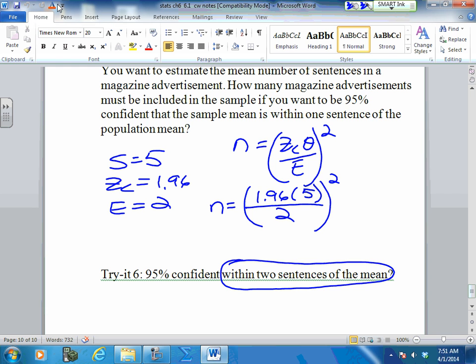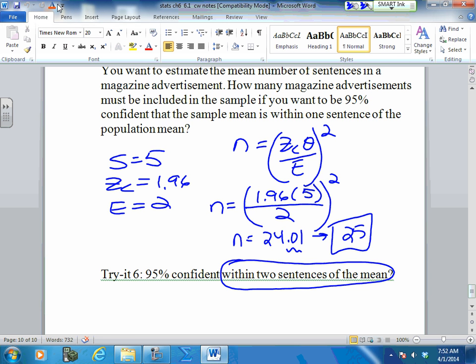What'd you come up with? 24.01, and what should I do to this? 25. Remember, you're not going to find a .01 magazine advertisement. You're going to either look at a whole one or not. And if I cut it to 24, as close as it is to 24, I would never hit 24.01. So you have to round up on this. So you're going to sample 25 magazine articles to come within 2 standard deviations of the mean.